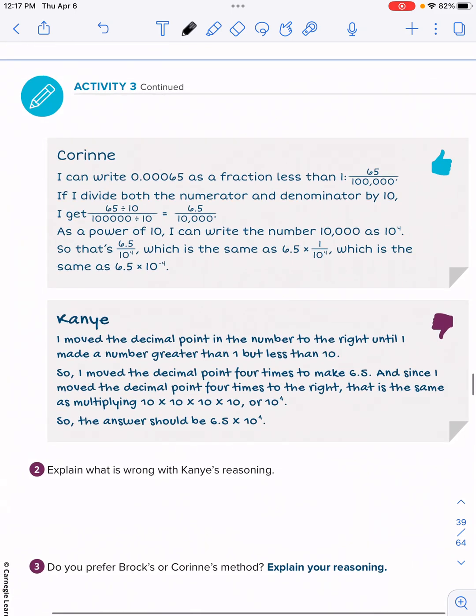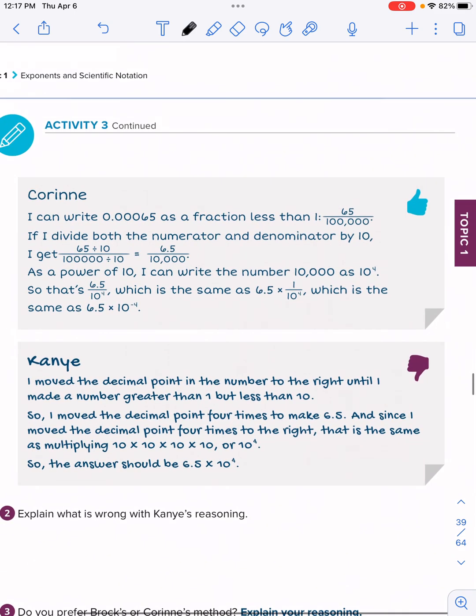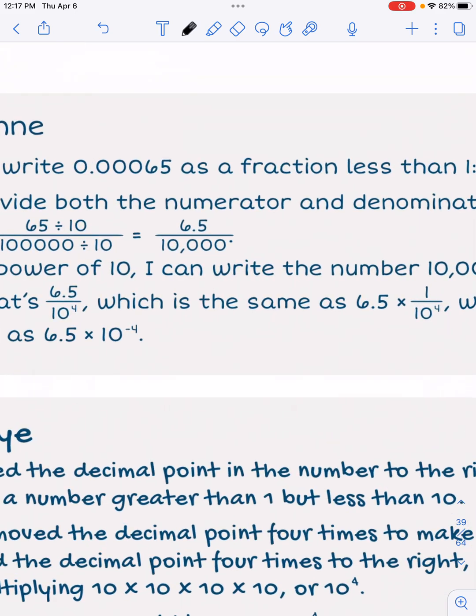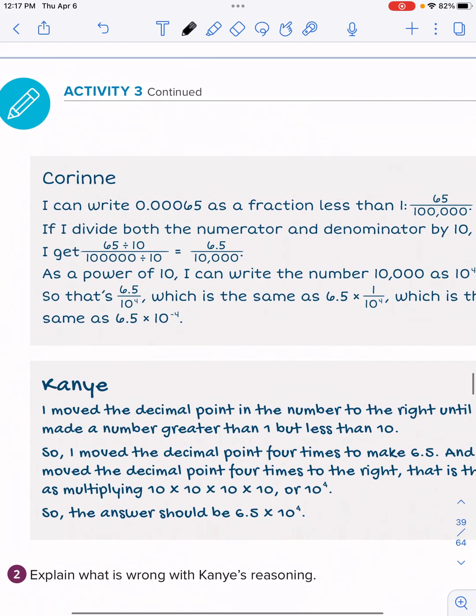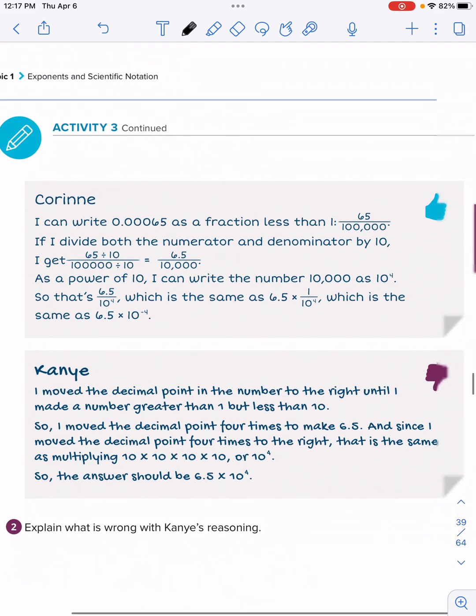All right, so Karine decided to write the number as a fraction less than 1: 65 over 10, or sorry, 100,000. If I divide both the numerator and denominator by 10, we'll get this new fraction. And as a power of 10, I can write the number 10,000 as 10 to the fourth power. Yep, it has 4 zeros.